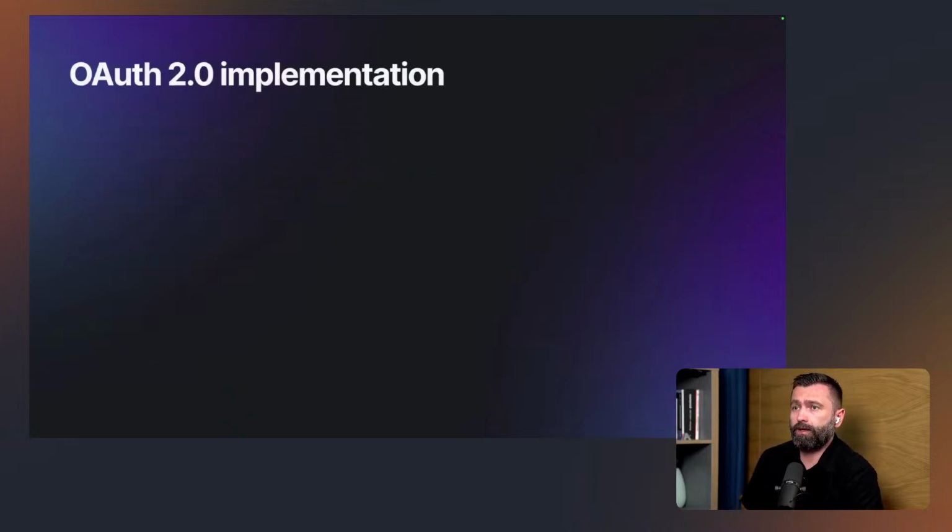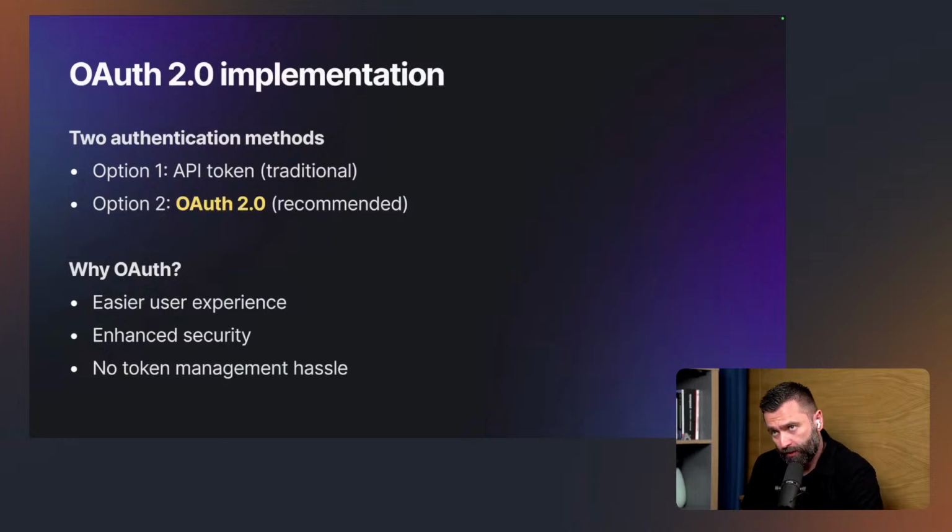The second thing is OAuth implementation. Right now, you've got two choices to connect to our MCP server: you could use an API token or you could use OAuth 2.0. Of course, OAuth is recommended because it's much easier to connect and it's better for security reasons. Basically, you just connect and you will be redirected to our Apify console where you just allow this integration and you are good to go. You don't need to handle tokens.